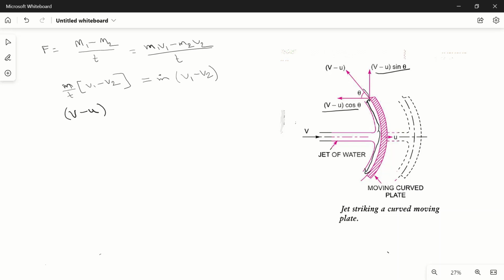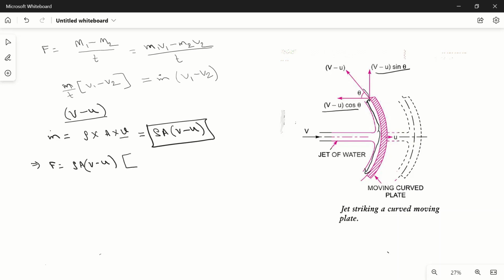So what will be the mass flow rate m dot? m dot is density into volume per unit time. Density is rho, and volume per unit time is area into velocity. But here velocity is v minus u, the relative velocity. So it will be equal to rho a (v minus u). This will be the mass flow rate. So we can see that F is rho a (v minus u) into (v1 minus v2), where v1 is velocity at inlet and v2 is velocity at outlet.